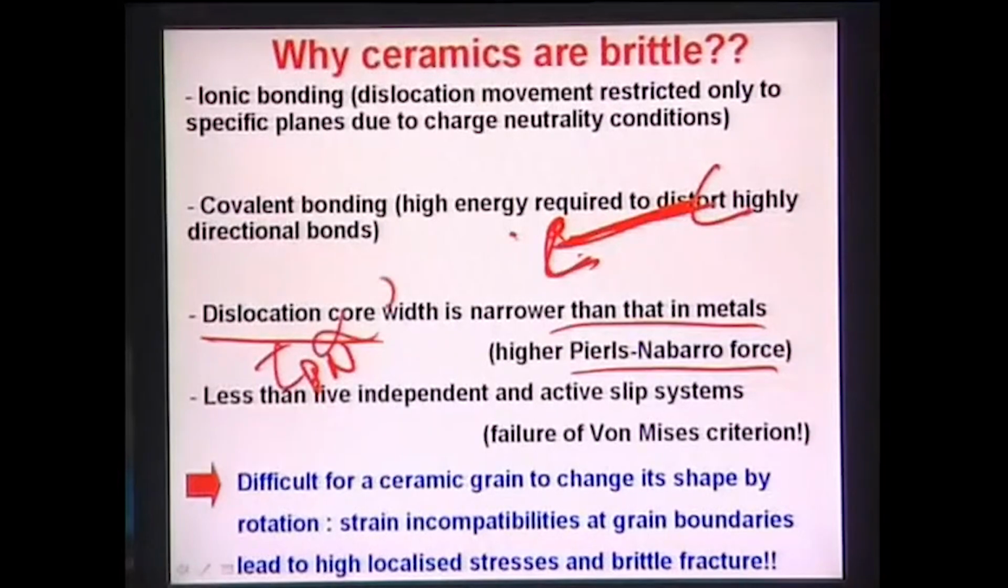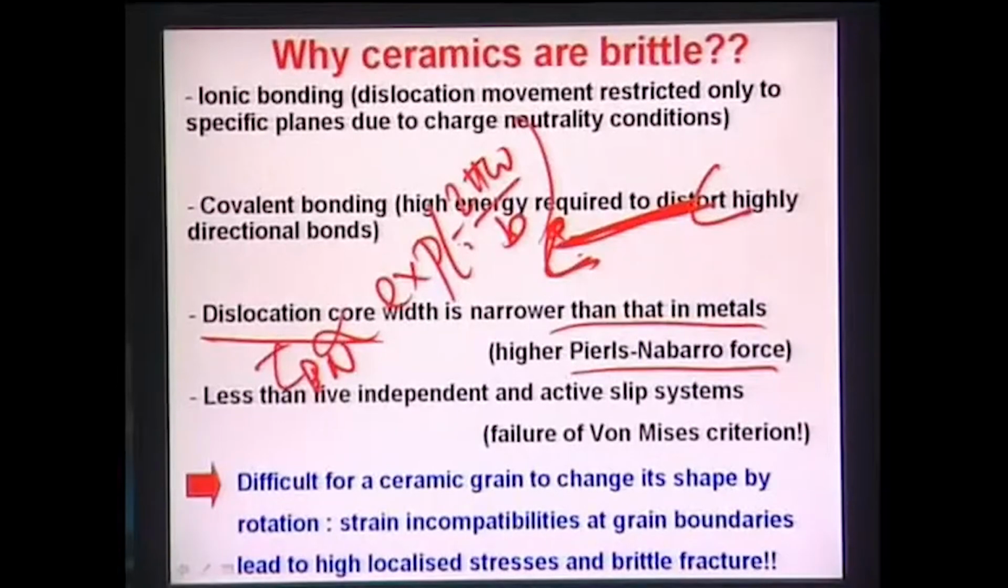Now, if it is proportional to the exponential of minus 2 pi w by b, and the core width is small, then what will happen? Since it is exponential minus, that will increase. So the tau Pn value will increase, which means you have to apply a really large Peierls-Nabarro stress to move the dislocations in ceramics, and that's why ceramics are also brittle. The fourth point is that you have fewer than 5 independent and active slip systems.